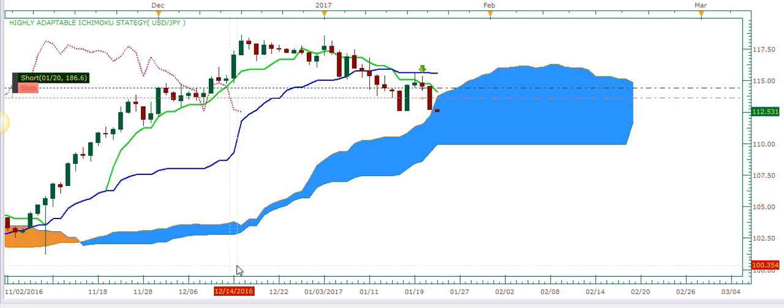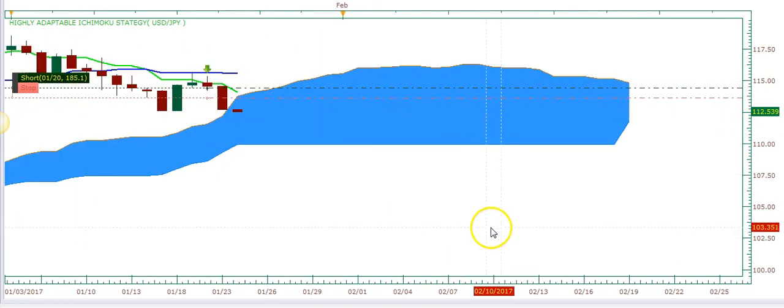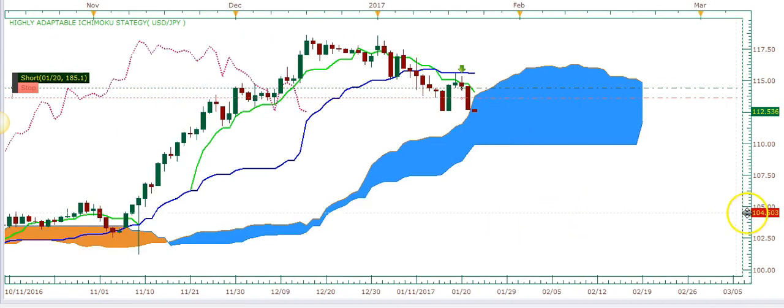But anyway, this was one where we had a couple of different kinds of entries, and I'm going to show you both entries off of the daily time frame first. So you can see here I'm in profit. I got 185 pips.